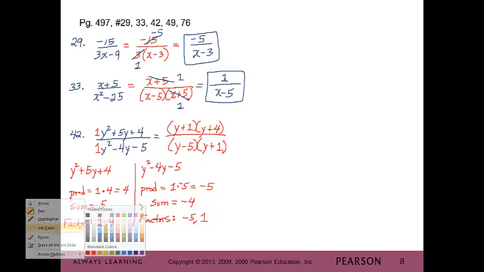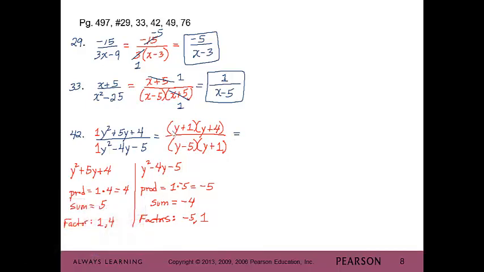Now we cancel any common factors. So y plus 1 cancels with y plus 1. And our final answer will become y plus 4, all divided by y minus 5.